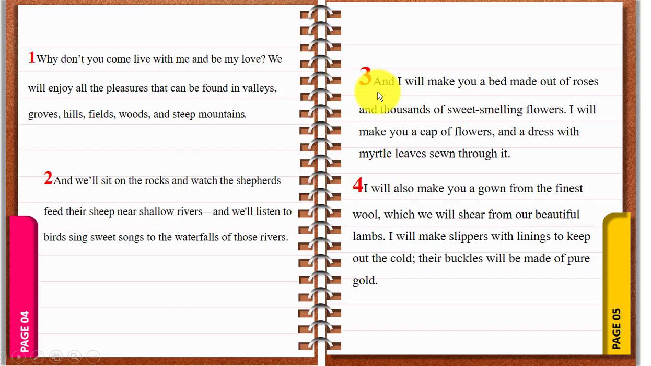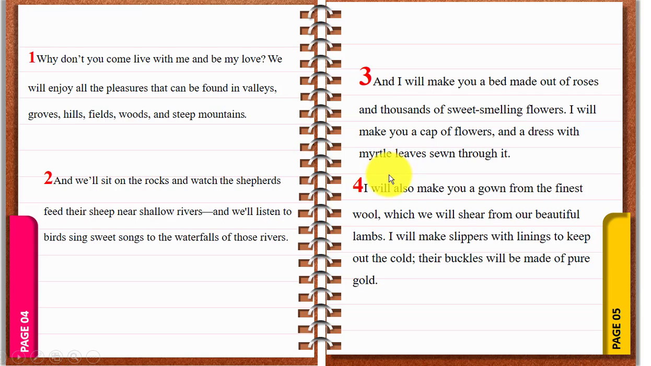He moves on in the third stanza and he starts listing the things that he will make for her. For example, in this stanza, we understand that he's going to make for her a bed of roses. He's also going to make for her 1,000 sweet-smelling flowers. He will make for her a cup of flowers, a dress that is made with myrtle and very well decorated.